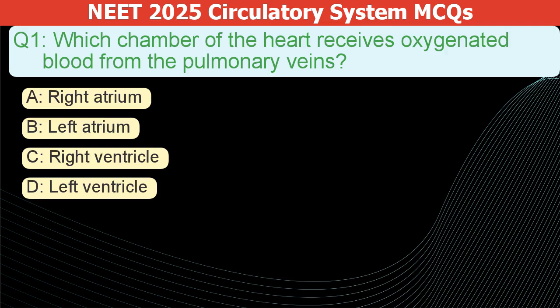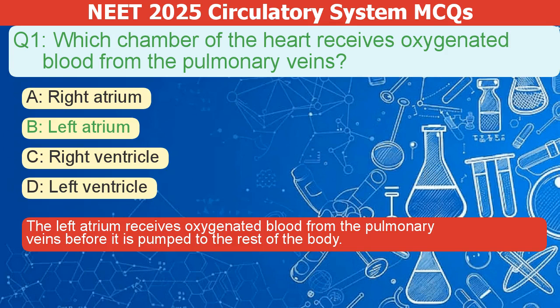Which chamber of the heart receives oxygenated blood from the pulmonary veins? A. Right atrium. B. Left atrium. C. Right ventricle. D. Left ventricle. The correct answer is B. The left atrium receives oxygenated blood from the pulmonary veins before it is pumped to the rest of the body.